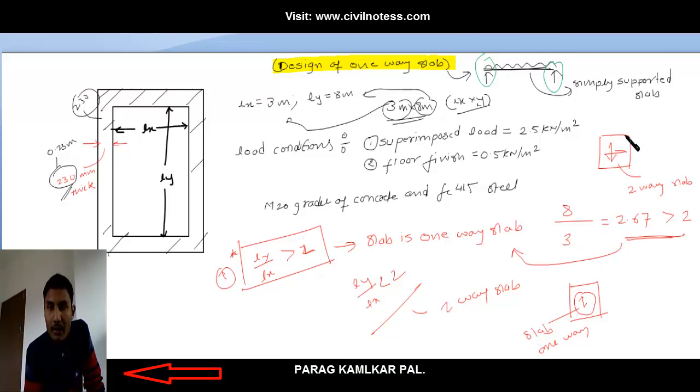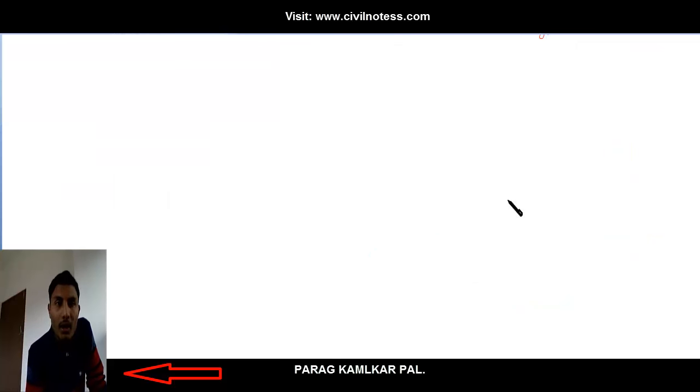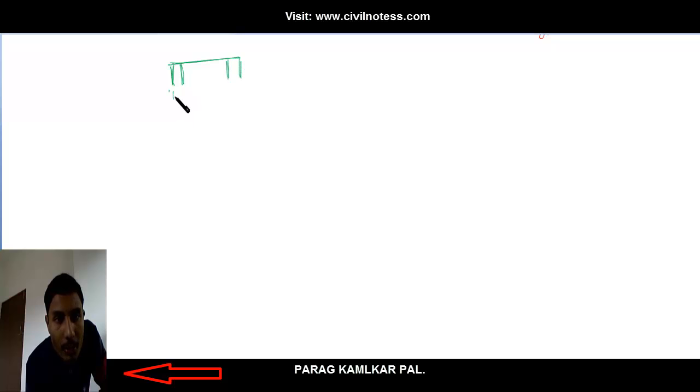Now I'm going to take one new page. Wait a minute. Now this is your simply supported span, right? Over that, this is your thickness, which is 230 mm, and this is the uniformly distributed load. So now we have to calculate the center to center distance, so we have to determine L.